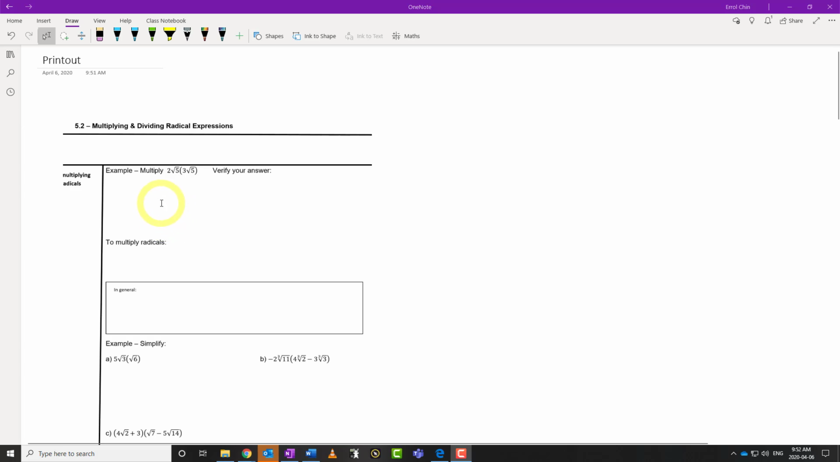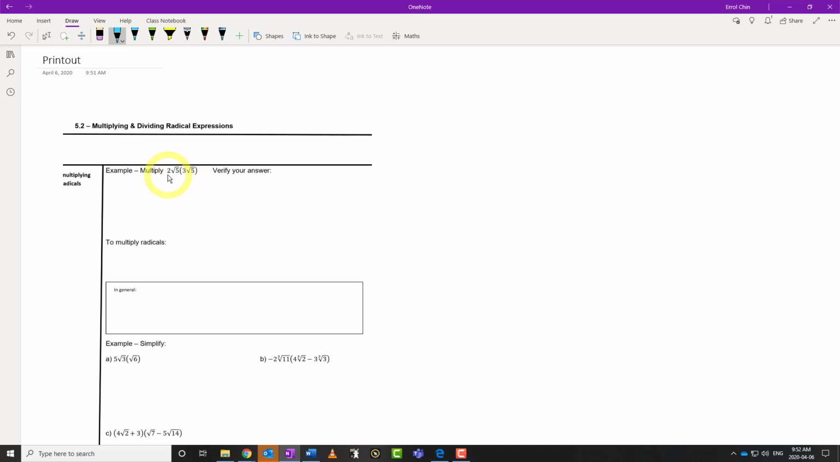Alright, so this is the continuation of Pre-Calc 11, Chapter 5, Section 2. It says multiplying and dividing radicals. This section is actually pretty easy. And the way we begin is, notice that this says 2 root 5 times 3 root 5.